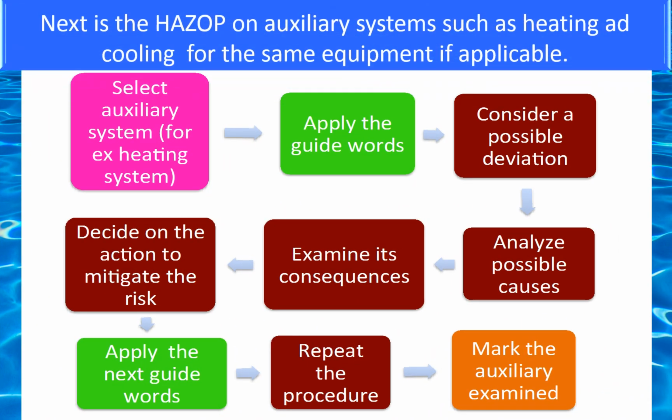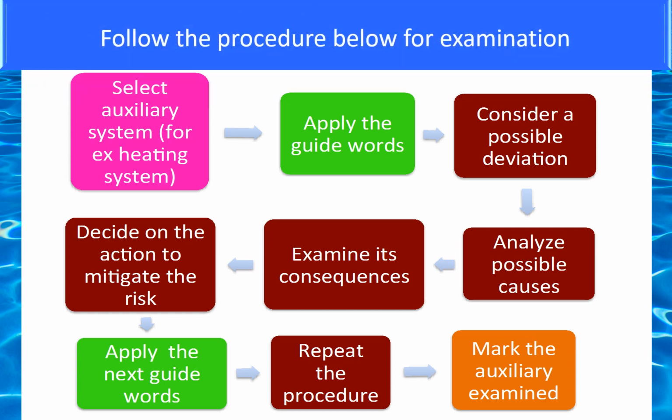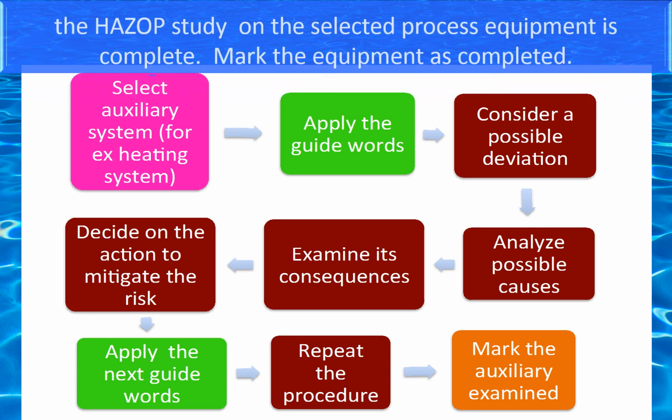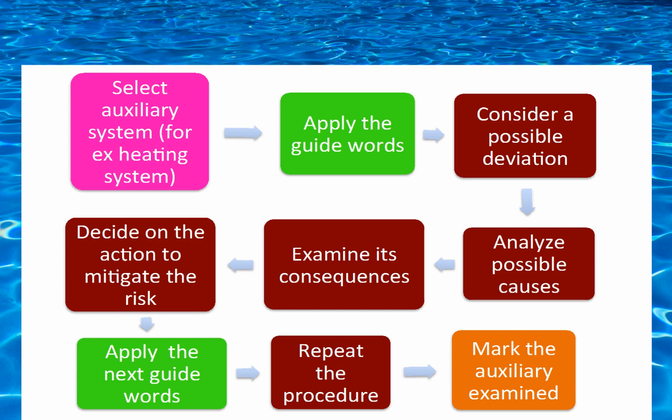Next is the HAZOP of auxiliary systems such as heating and cooling for the same equipment, if applicable. Follow the procedure below for examination. Repeat the same for all the auxiliaries. When all the auxiliary systems have been examined, the HAZOP study on the selected process equipment is complete. Mark the equipment as completed.